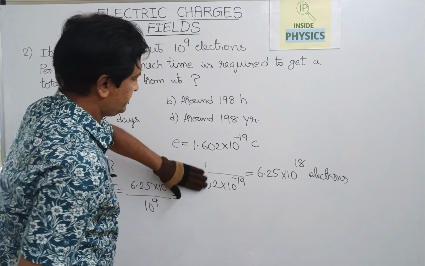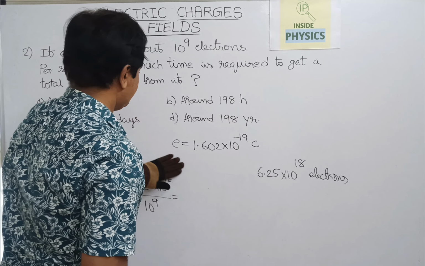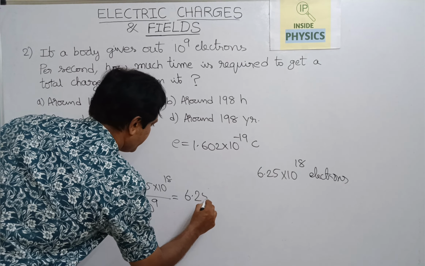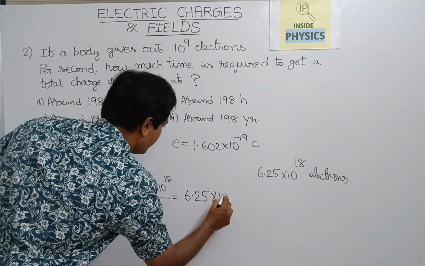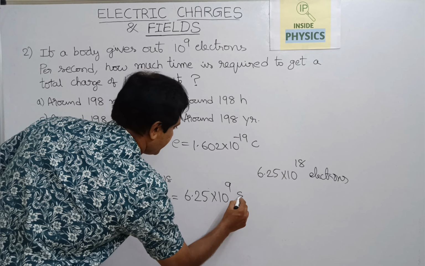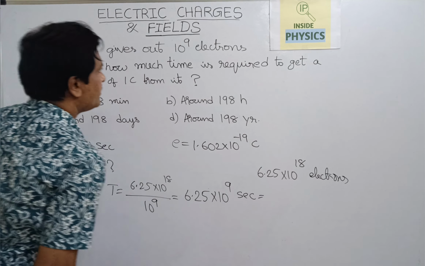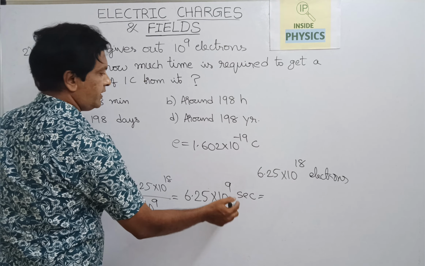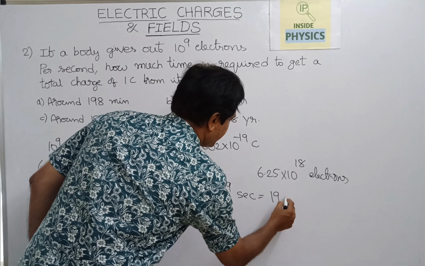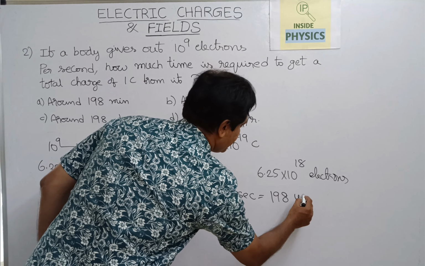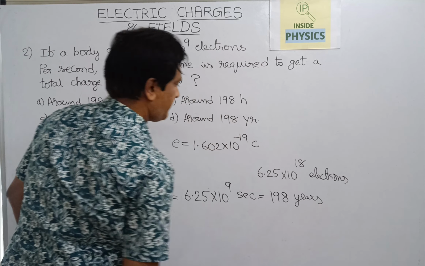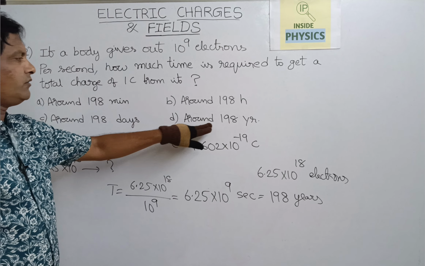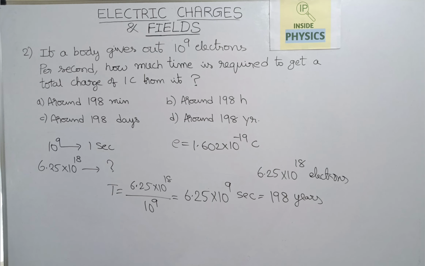So this is around 6.25 into 10 to the power of 9 seconds, which, if you convert into years, is nearly equal to 198 years. So the answer here is D. It is around 198 years.